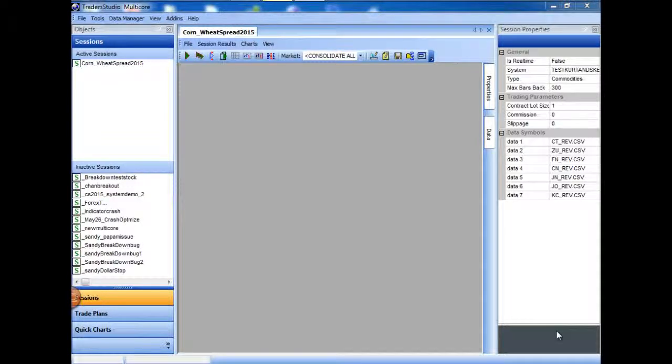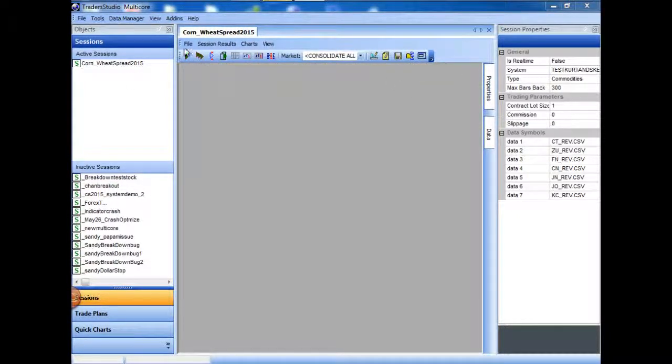TraderStudio is a very powerful and flexible trading platform. Using TraderStudio, we can do things that other platforms can't. For example, trade individual contracts in a backtest, or even trade spreads. Let's look at an example of trading spreads. We'll look at the corn-wheat spread.